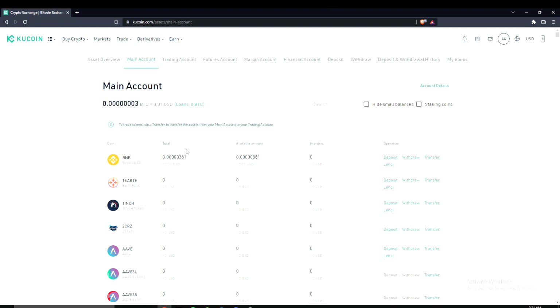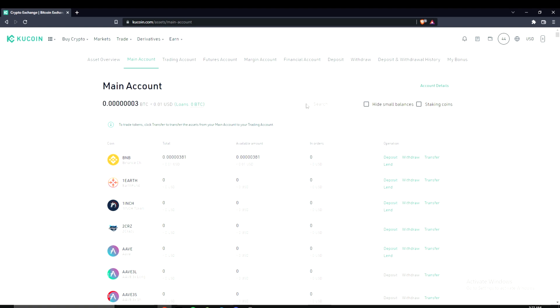Now, you also want to make sure to change your BNB over to USDT before you really start trading, because otherwise you are going to be keeping it in BNB, and BNB goes up and down in price. It's a bit volatile, so you could be gaining or losing a lot of money depending.